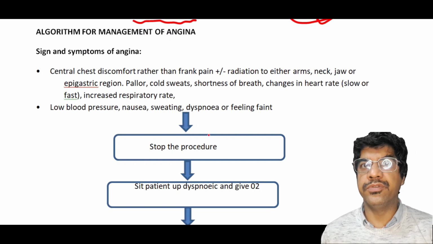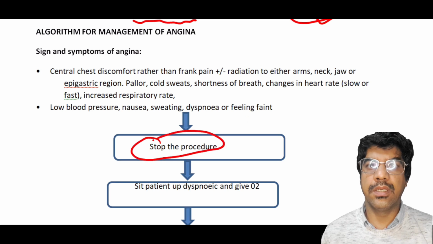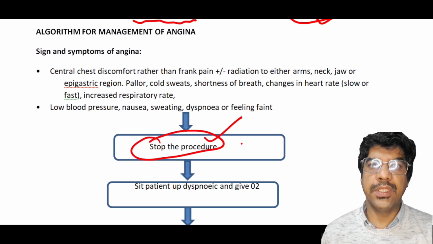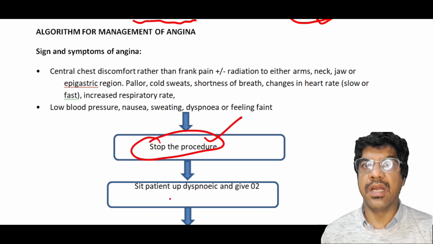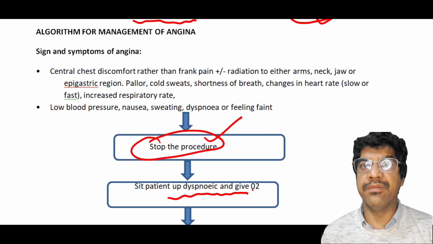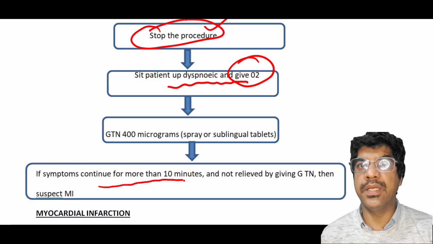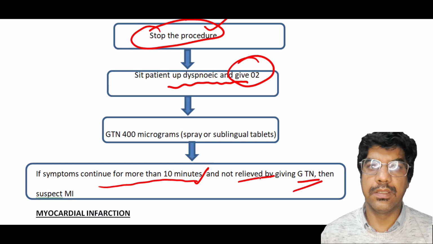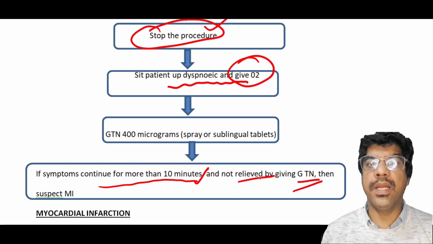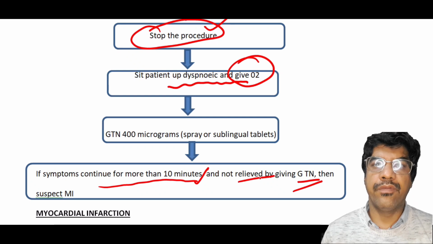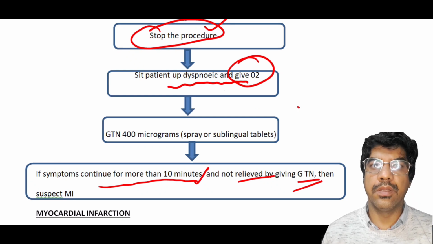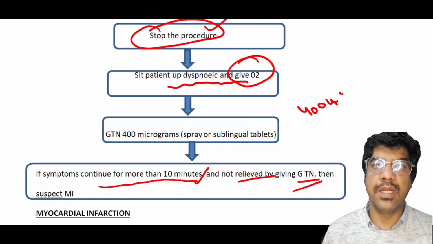So immediately you have to stop the procedure. For the patient position, sit the patient up if they are dyspneic, and you have to give oxygen. If symptoms continue for more than 10 minutes and are not relieved, you can give glyceryl trinitrate. So you have to promptly give the nitroglycerin; the dose is 400 micrograms.